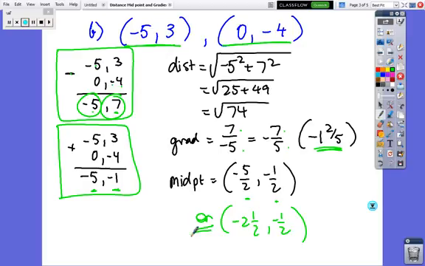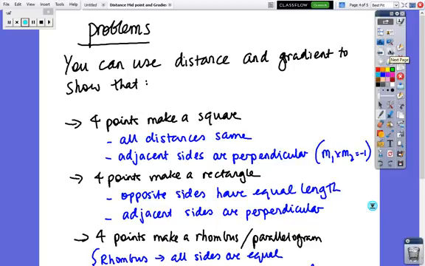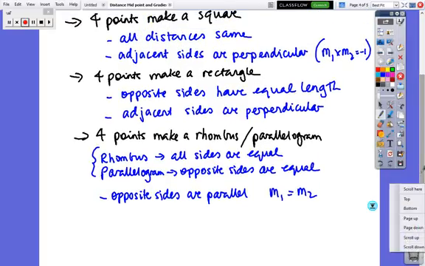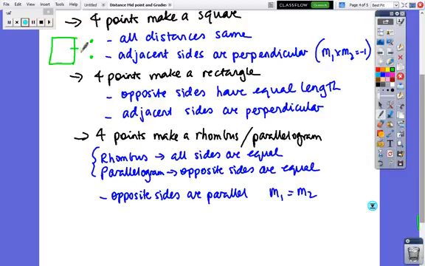I'm not sure if the textbook goes into these depths so far, but you'd be expected to be able to do these next things. So come across when you're ready. Okay, so when you've got problems, we can definitely use distance and gradients to show many things. So it's just an example. Okay, so if you need to prove that 4 points make a square, you have to do two things. You've got to prove that the distances are all the same, but adjacent sides, like if I've got a square, those two sides have to meet at a right angle.